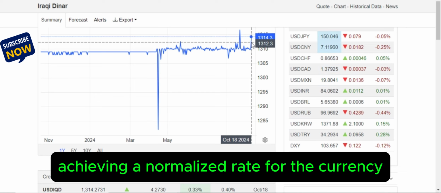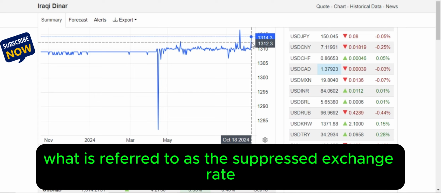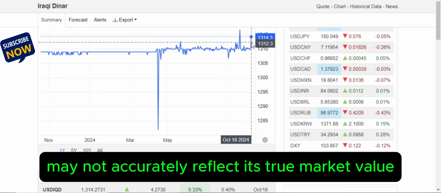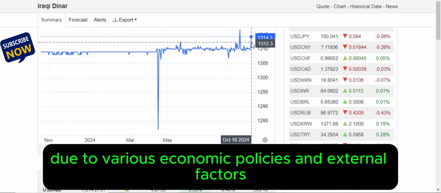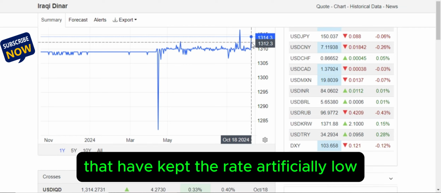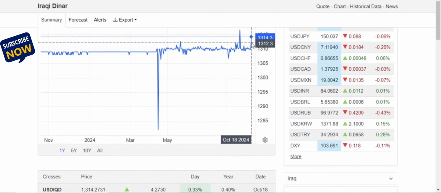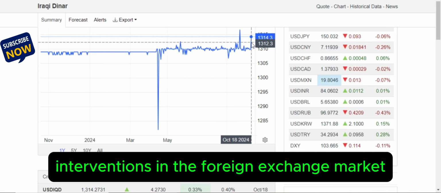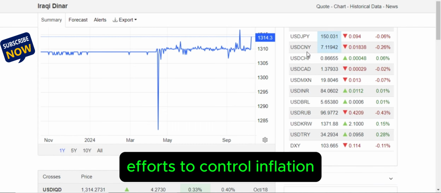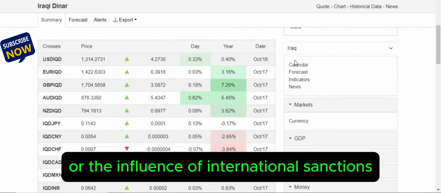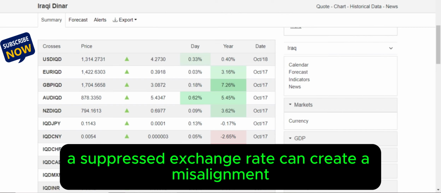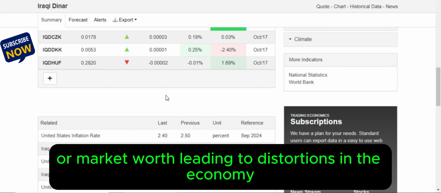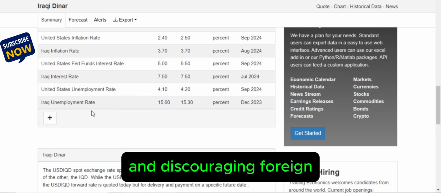However, achieving a normalized rate for the currency also involves addressing what is referred to as the suppressed exchange rate. The current rate at which the dinar is traded may not accurately reflect its true market value, due to various economic policies and external factors that have kept the rate artificially low. This suppression can be attributed to historical decisions, such as the central bank's interventions in the foreign exchange market, efforts to control inflation, or the influence of international sanctions. A suppressed exchange rate can create a misalignment between the currency's official value and its actual purchasing power or market worth, leading to distortions in the economy and discouraging foreign investment.